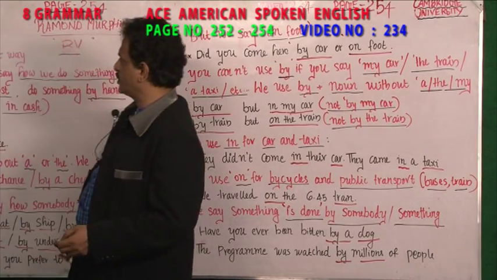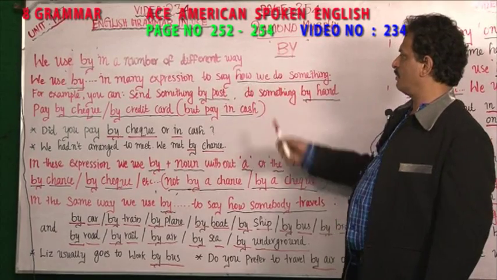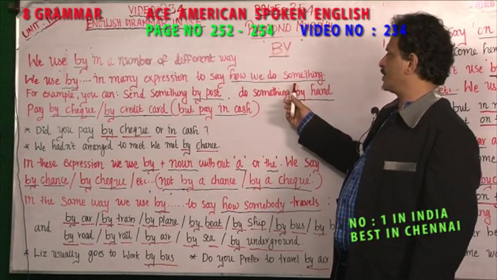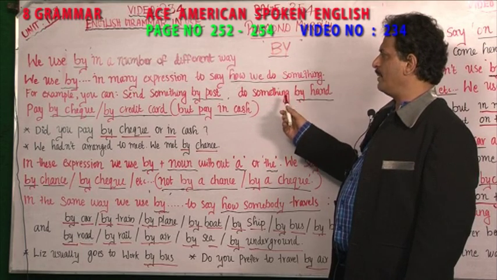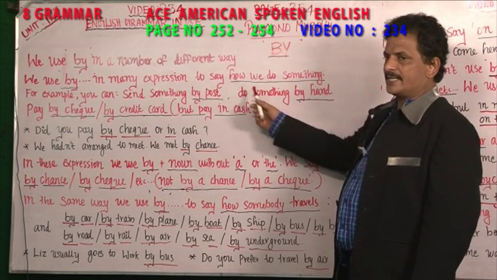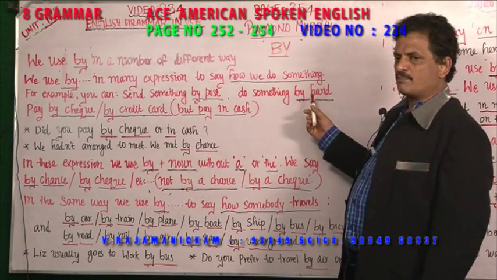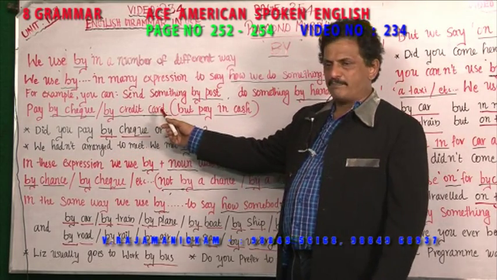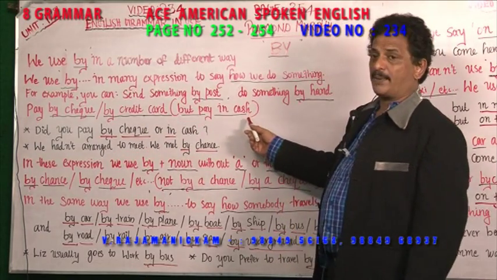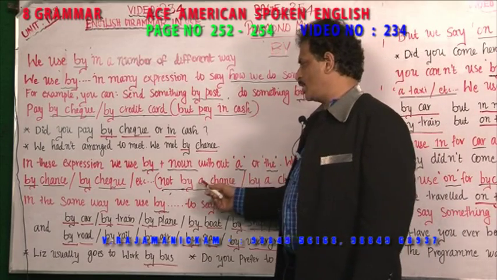So, my dear friends, what you have understood is that by, as a preposition, is used in a number of different ways. For example, how somebody does something. Somebody has posted by post. Somebody cooked by hand, somebody paid by check, somebody paid by credit card, somebody paid not by cash. You have to say in cash.